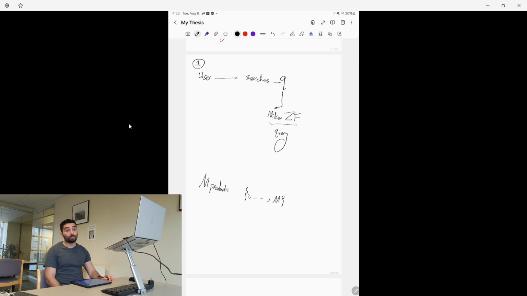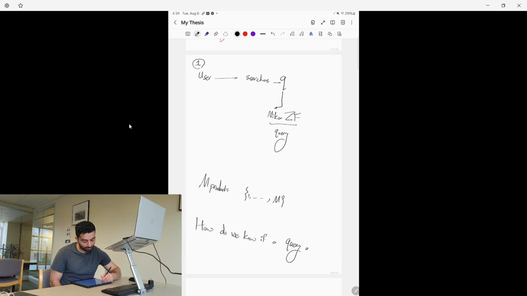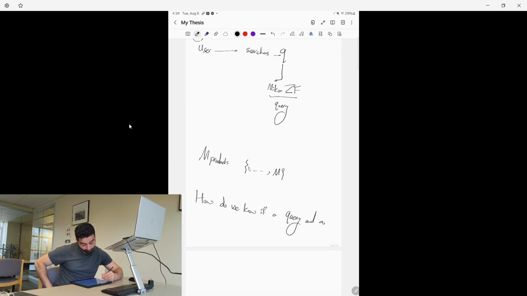But how do we know if a query is related to a product? That's also something, right? How do we know if a query and an item J are related?